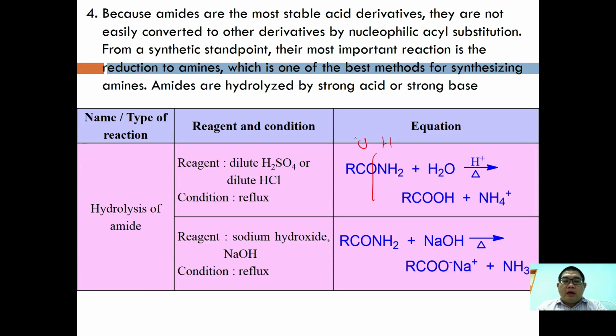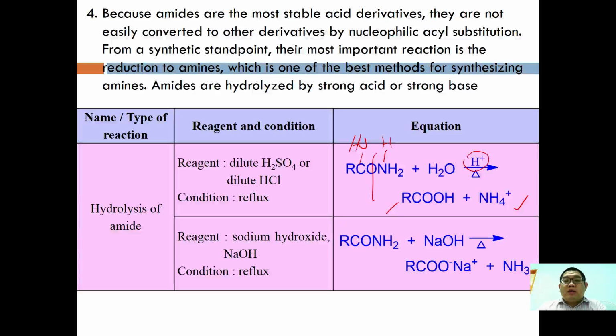So the H will be attached to the nitrogen to form ammonia, while the OH should be attached to the C=O to form carboxylic acid. So you have ammonia plus carboxylic acid, but ammonia is a base. It will further react with the acid to form an ammonium salt.